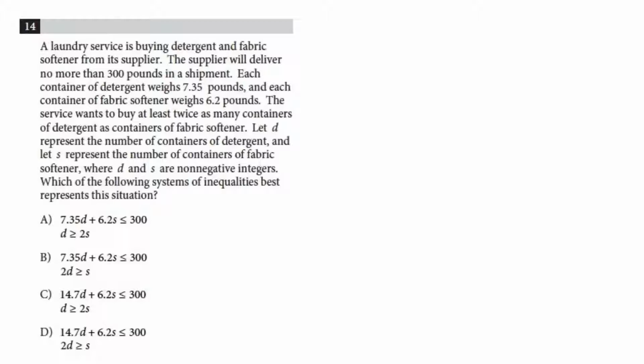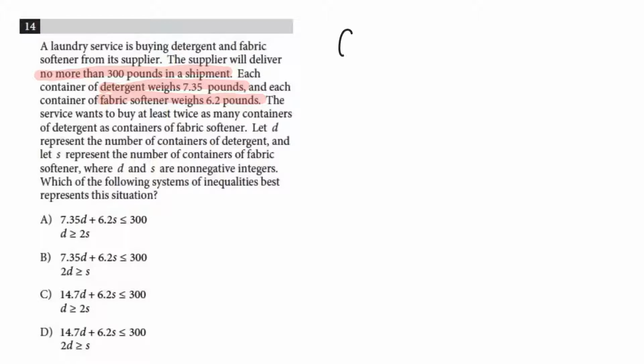Number 14. A laundry service is buying detergent and fabric softener from its supplier. The supplier will deliver no more than 300 pounds in a shipment. Okay. No more than 300 pounds in a shipment. That's important, I believe. Each container of detergent weighs 7.3 pounds, and each container of fabric softener weighs 6.2 pounds. The service wants to buy at least twice as many containers of detergent as containers of fabric softener. Let D represent the number of containers of detergent, and S represent the number of containers of fabric softener.